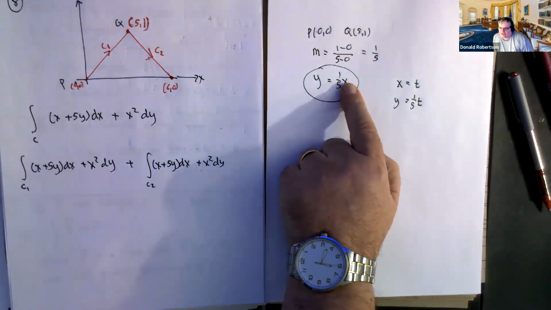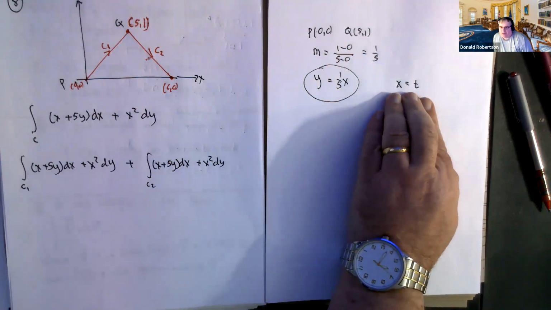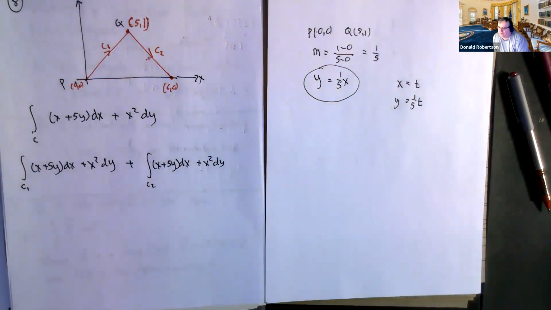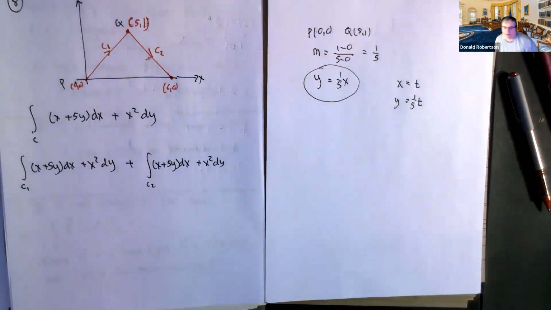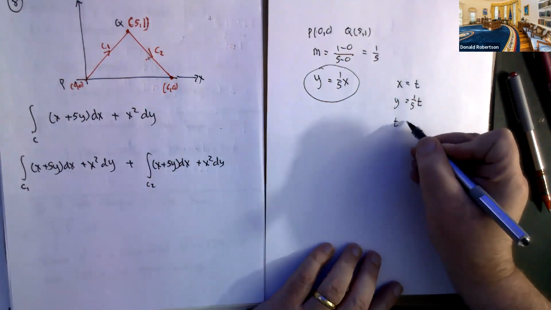You make X equal to T. If X is equal to T and Y is 1/5 X, won't Y be 1/5 T? So turning a straight line in 2D or a curve or anything, you simply make the X T and the Y can be whatever the formula is. Now I still need to know a start value and a finish value for this guy.